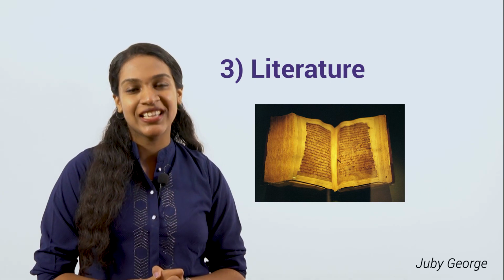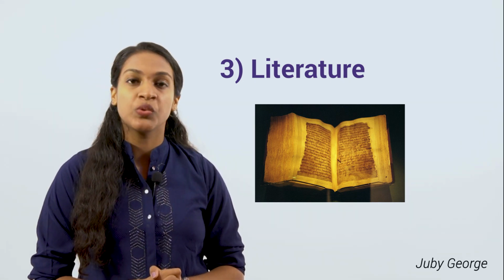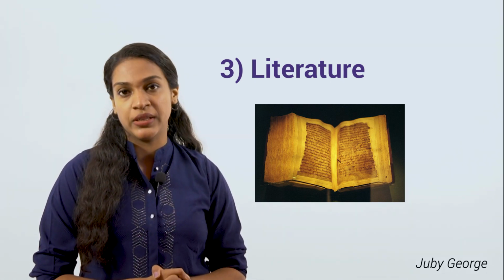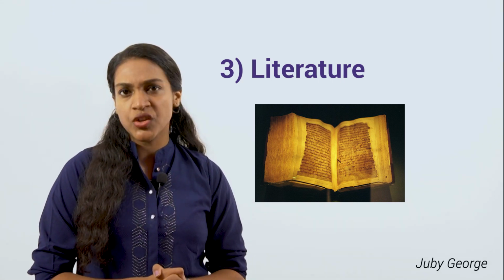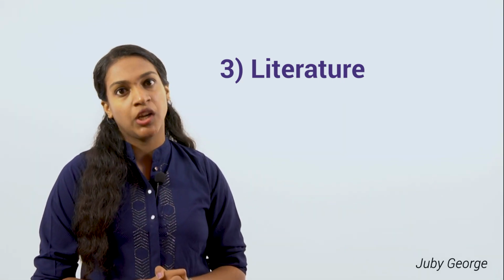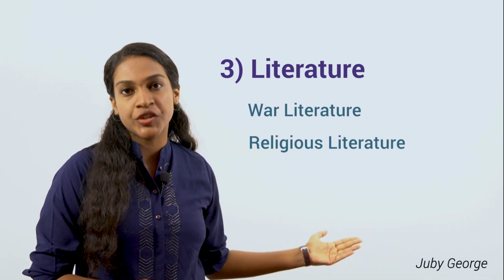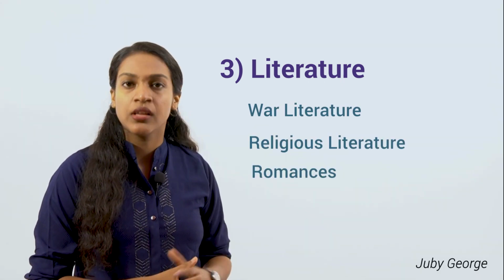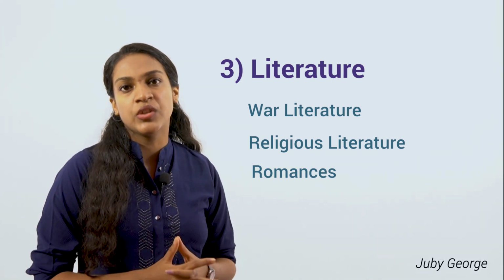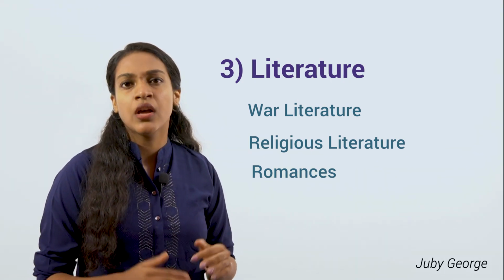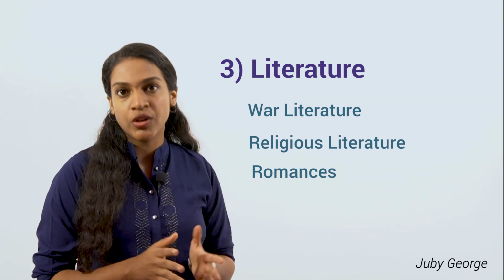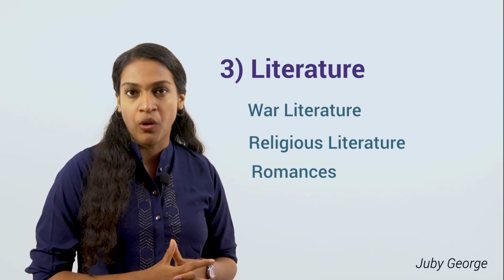Now, let's move on to the major literary features and literary works of the period. Most of the works produced during the Middle English period were anonymous, and the major subgenres that existed were war literature, religious literature, and of course the romances. The romances are again divided into 2 subcategories: love literature, and the knight's quest for courtly love and chivalry.